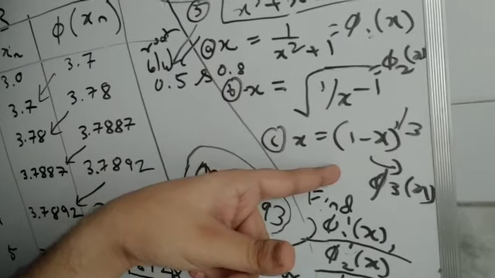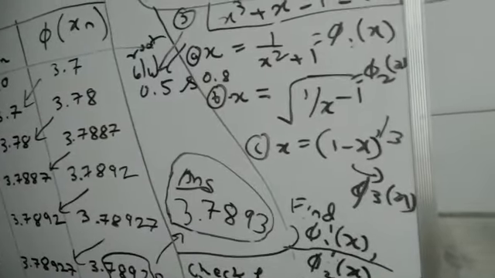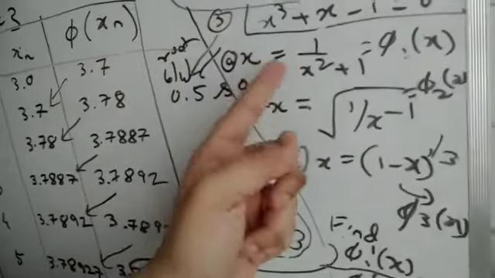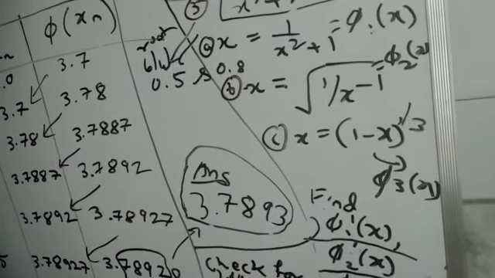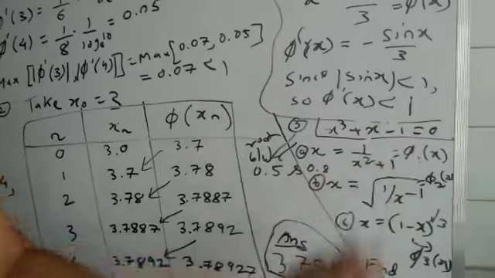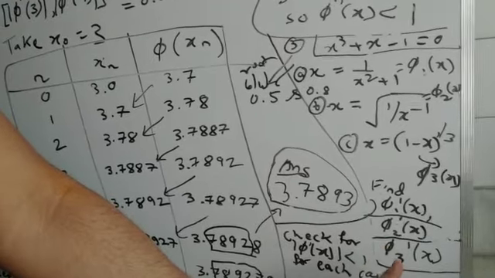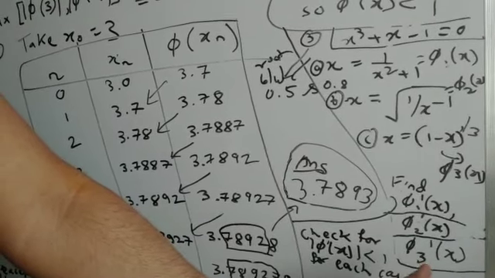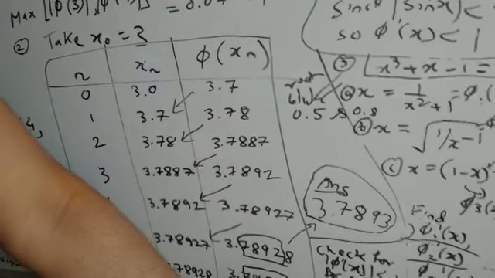You can do this also, no problem, because here also mod phi 3 dash x will be less than 1 if you do this. But if you choose this one, the steps will be fewer. It will converge very fast. So this case may arise where you can write x in different ways. Then what is the way out? We need to calculate the derivative and see whether within this range mod phi dash x is less than 1 or not.